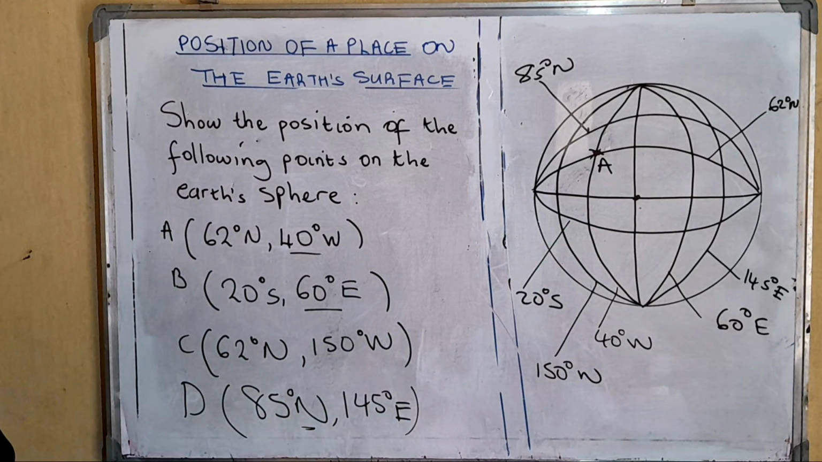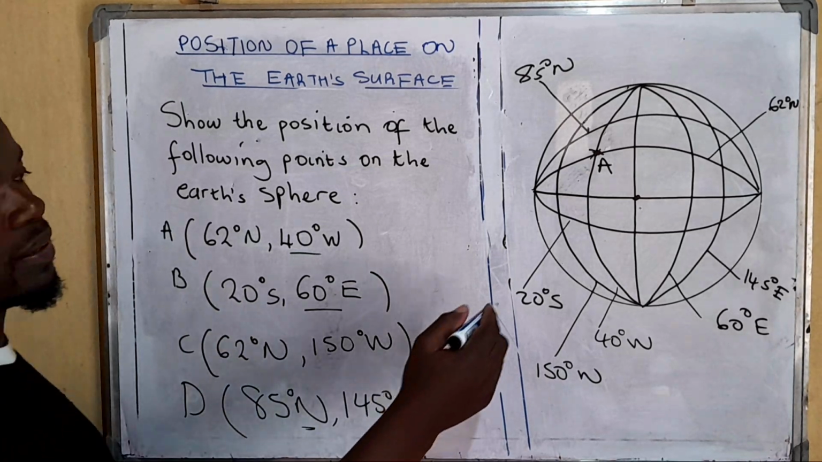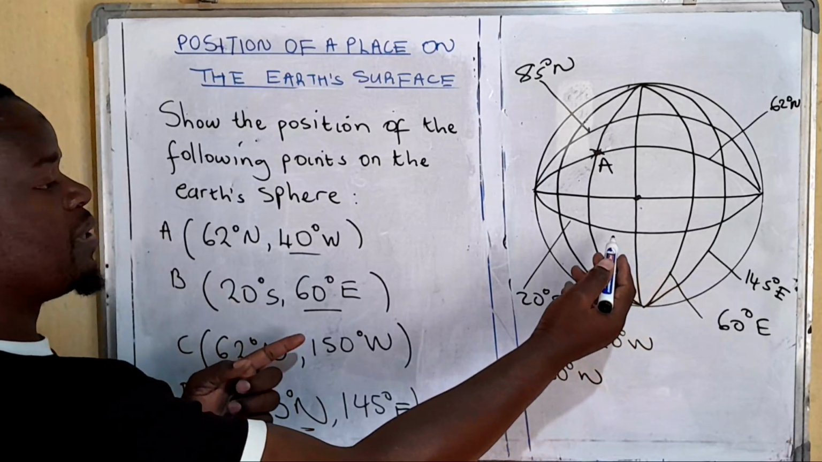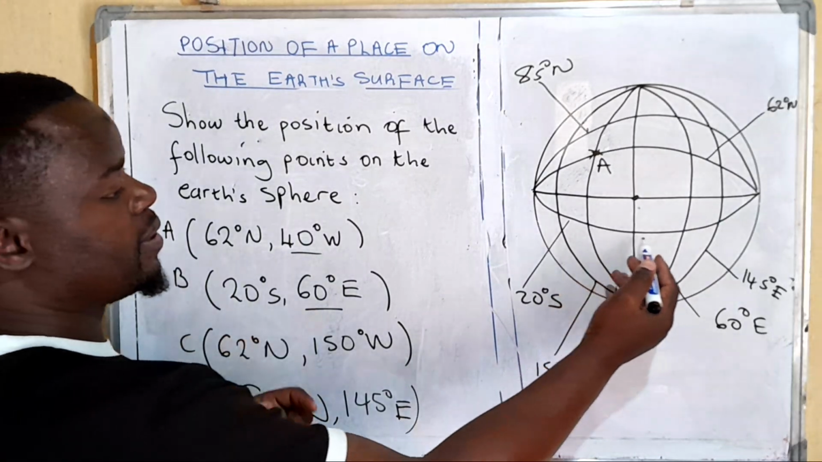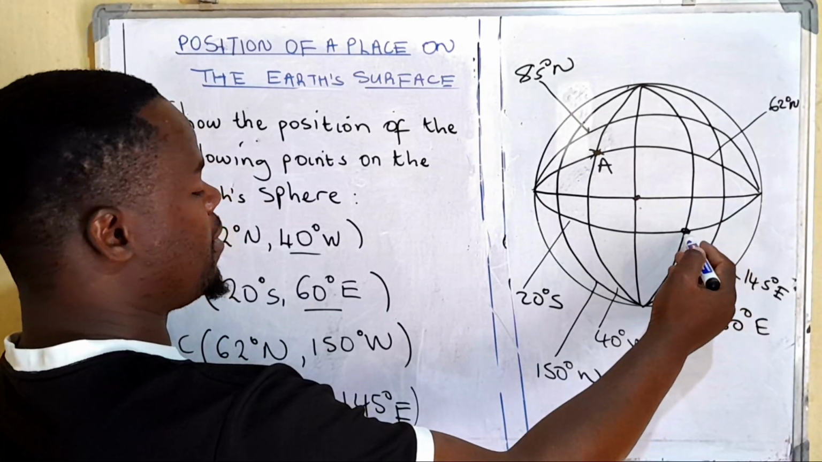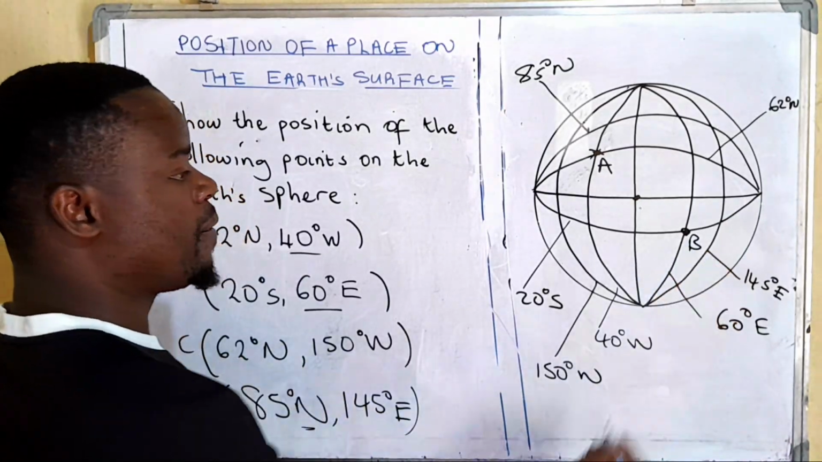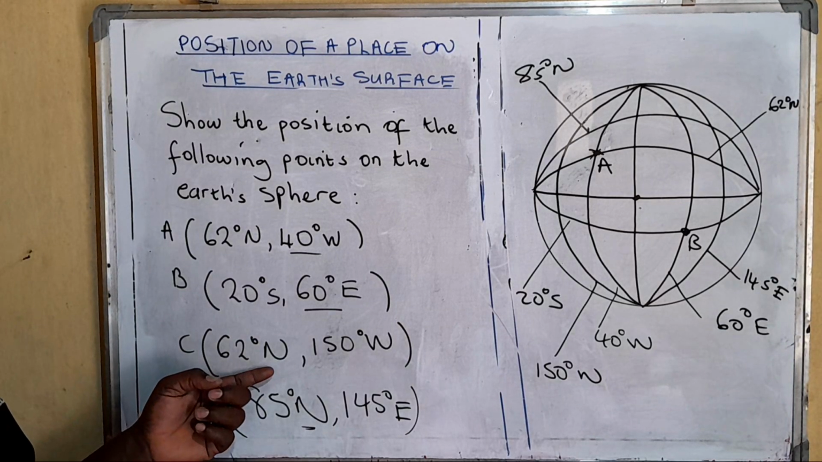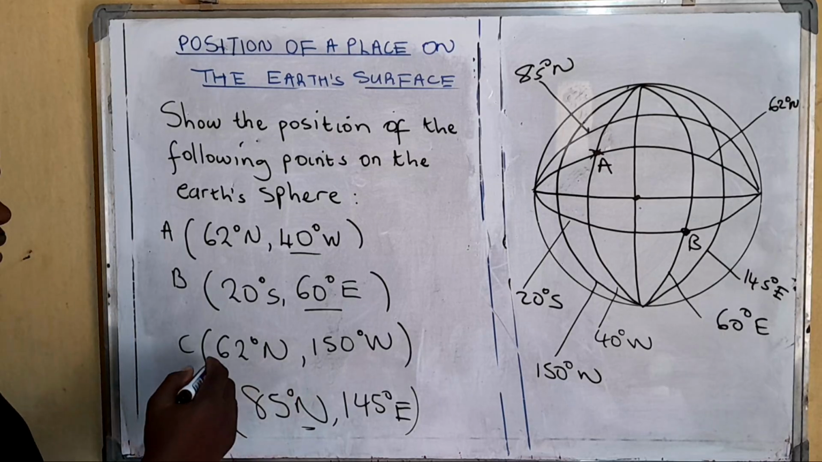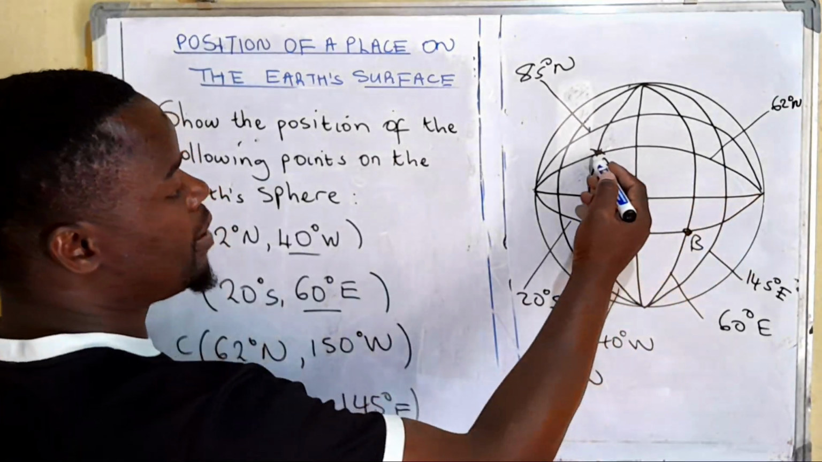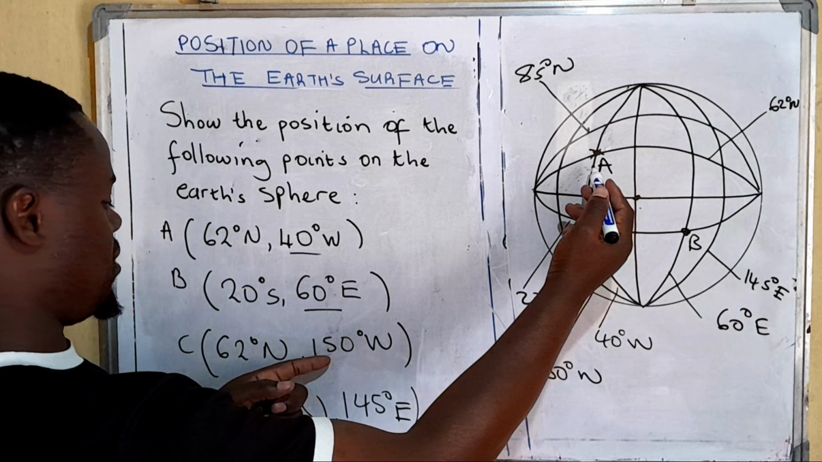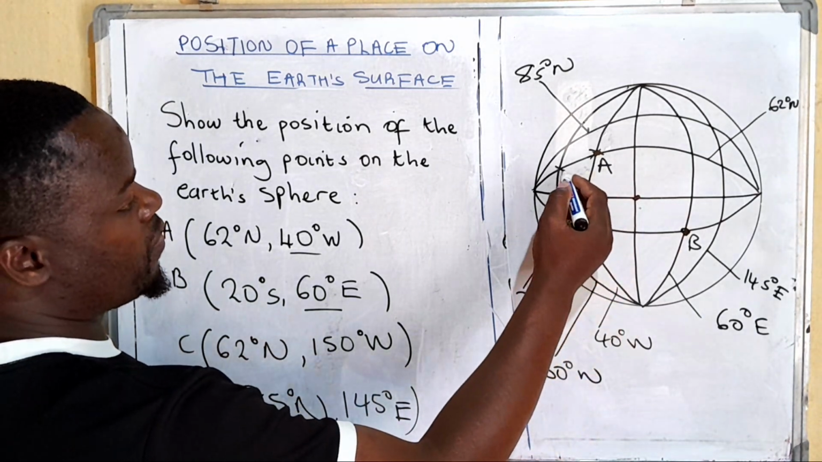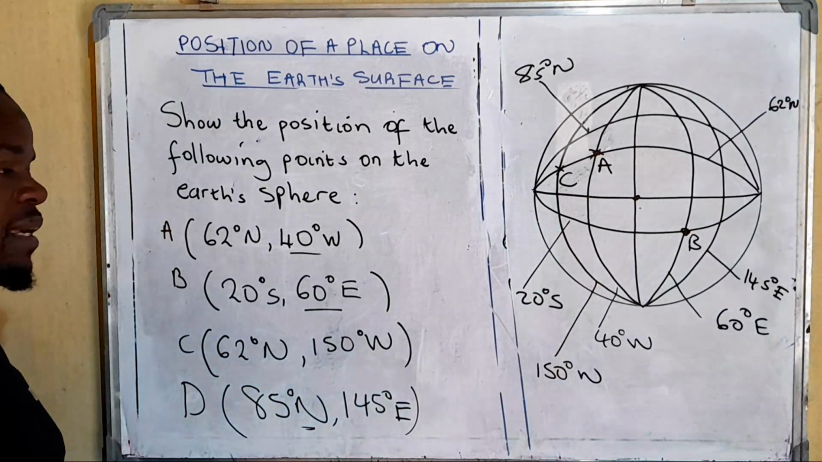Let's move on to the second one. We have 20 degrees south. We check, it's this one, right? 20 degrees south. Then what's the longitude on which it's sitting? 60 degrees east. So we know it's this side. So it's here. So this one is B. Let's watch that one. We do see 62 degrees north, 150 degrees west. 62 degrees north, it's this latitude. Then 150 degrees west. 150 is this one, right? 62, 150. So this is where point C is supposed to be.